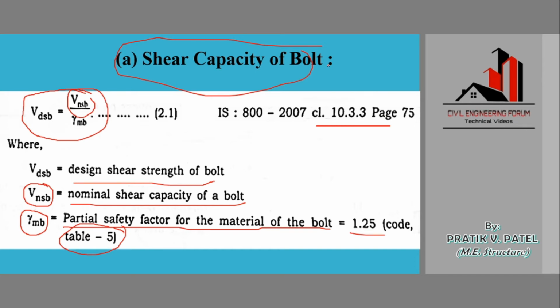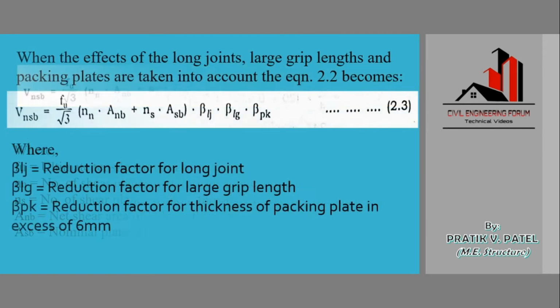So this is the first formula of calculating the nominal shear capacity of the bolt, while the second is given when the effects of long joints, large grip length and packing plate are to be taken into account, then equation 2.2 becomes 2.3.